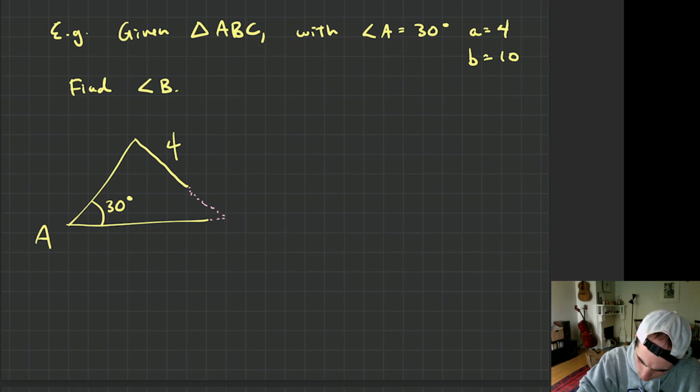Okay, so let's see here. I also have that B is equal to 10. B is equal to 10, or I should just write 10 here. Now let's see here.